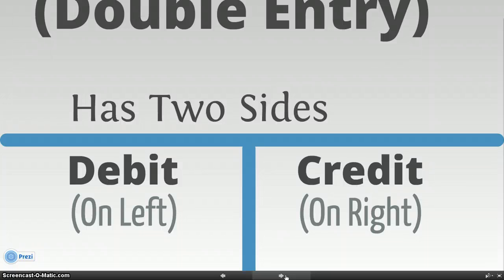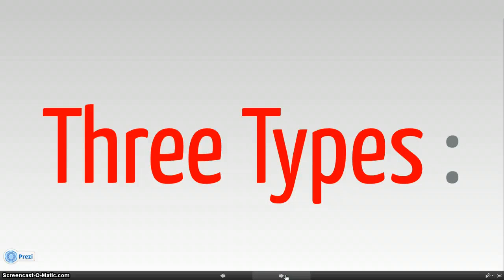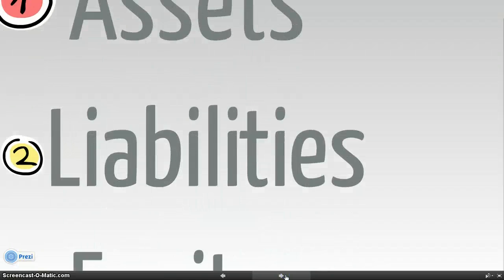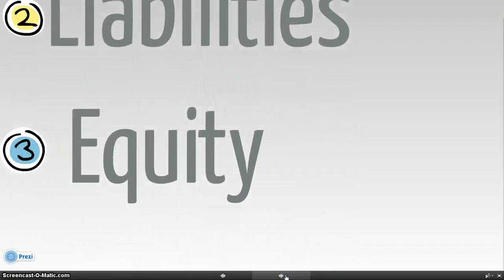But for now, remember one thing, or rather two. T accounts, or double entry accounts, have two sides. Debit is always on the left, credit is always on the right. And all these accounts generally can be classified into three categories. There is more than one way of classifying the accounts, but one of the primary methods is asset accounts, liability accounts, and equity, that is, stockholder or owner's equity accounts.